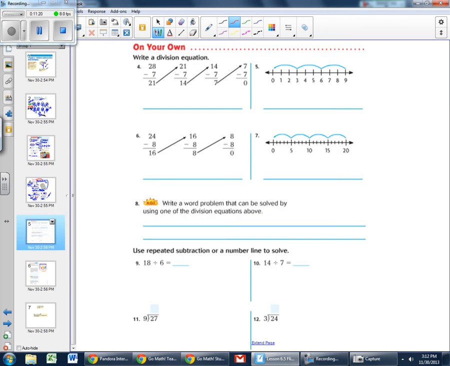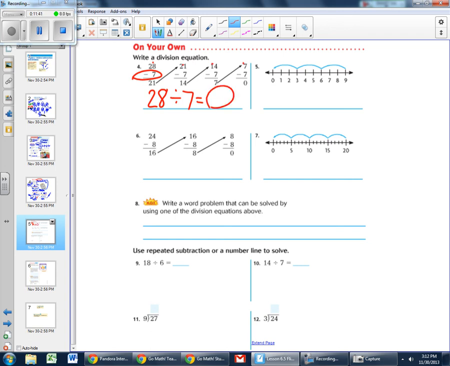Okay, on your own, write a division equation. I'm going to go ahead and do number 4 with you. You're going to take your big number, 28, divided by what you're subtracting, and then count how many times you did it. 1, 2, 3, 4. So what's your answer?